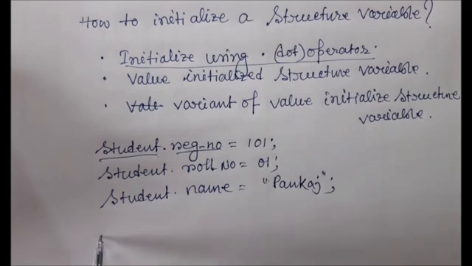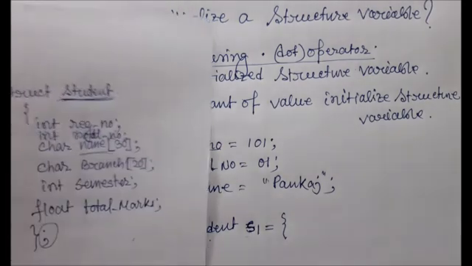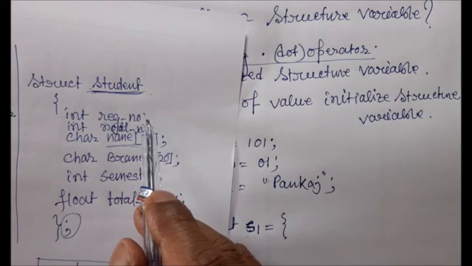The second way of initialization: struct, then the structure name student, then the name of the variable, for example S1, equal to. So, struct, structure name, then the name of the structure variable, then we have to assign the values according to our fields, in the order of the fields in which we have declared them.